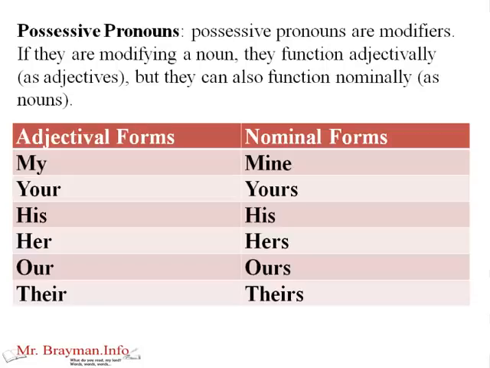Right? So the adjectival forms of the possessive pronouns are my, your, his, her, our, and their. And the nominal forms are mine, yours, his, hers, ours, and theirs.